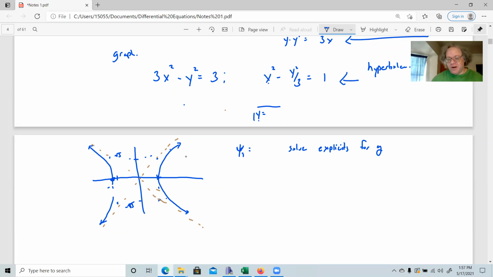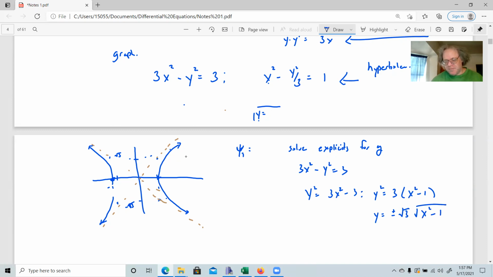In this case, we have 3x squared minus y squared is equal to 3. These guys will swap, so we'll have y squared is equal to 3x squared minus 3, which is y squared is equal to 3 times x squared minus 1. So y is equal to plus or minus square root of 3 times the square root of x squared minus 1. Could you have said x squared minus, or the square root of this thing right here? Absolutely. But remember that when we talked about where we can take a derivative, your function has to be continuous, okay? And it has to be a function.